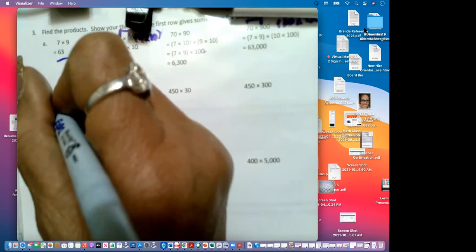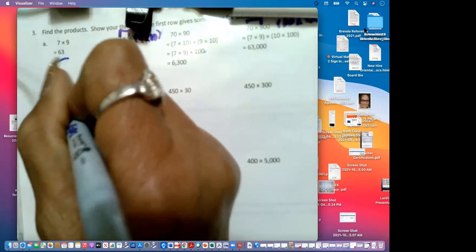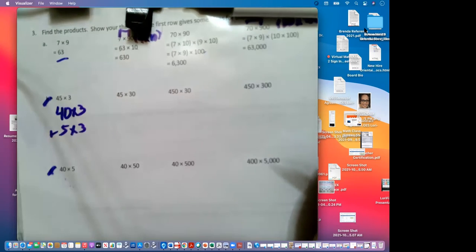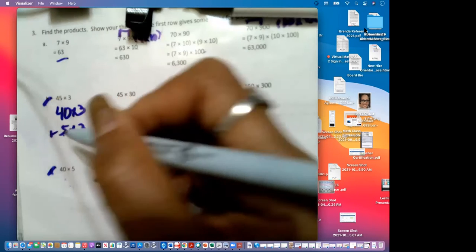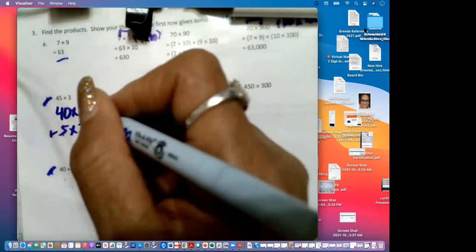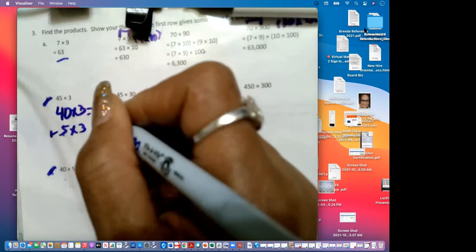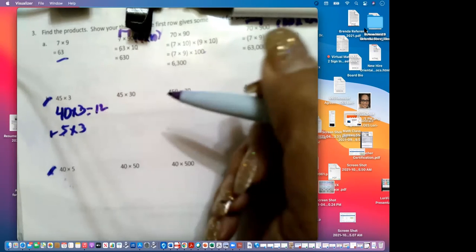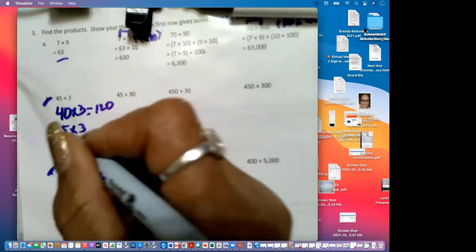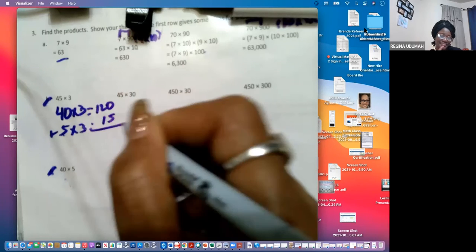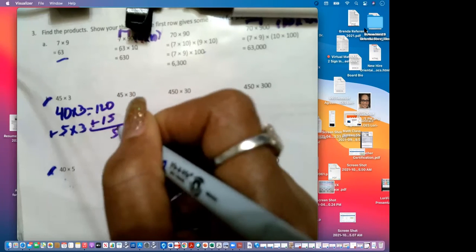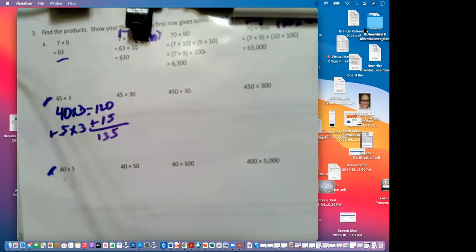We can decompose 45 to 40 times 3 plus 5 times 3, right? Because we decompose 45 to 40 and 5. So what's 4 times 3? 12. Add a 0. What's 5 times 3? 15. Now we add them. 135.